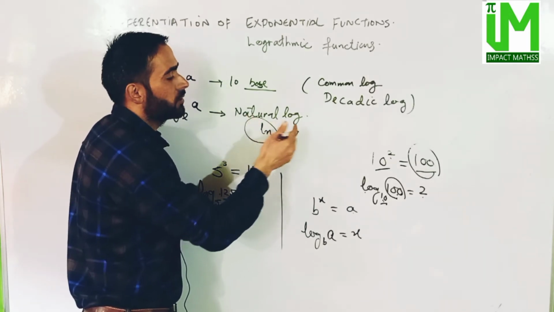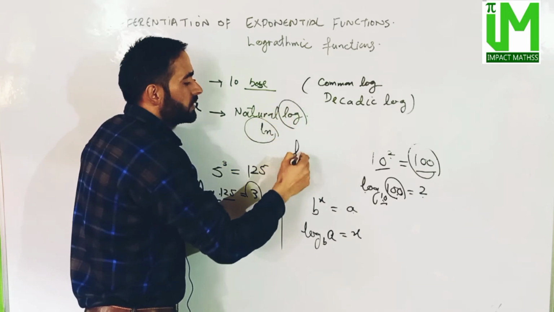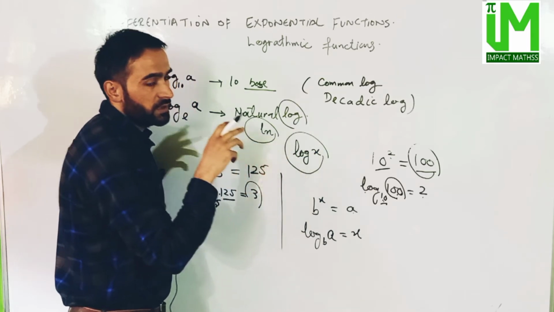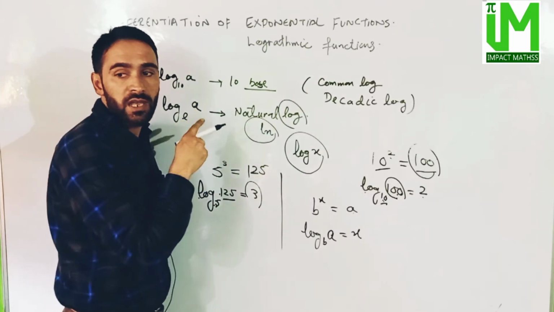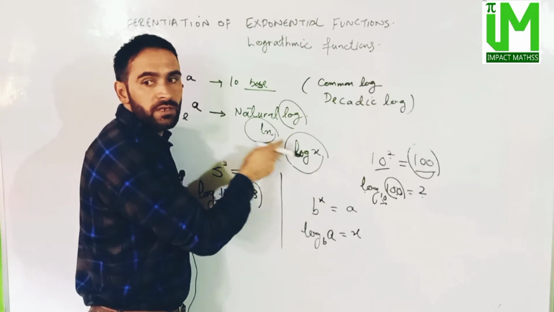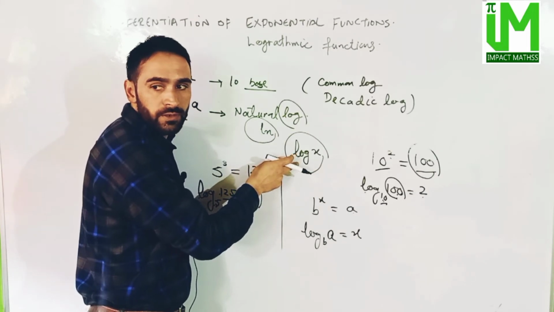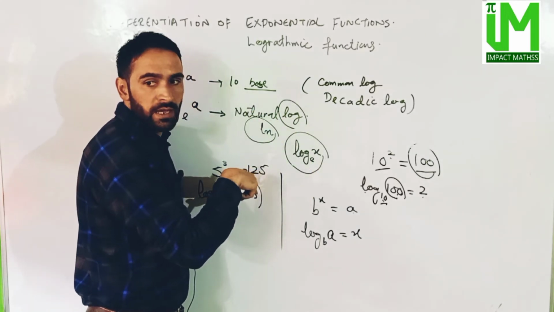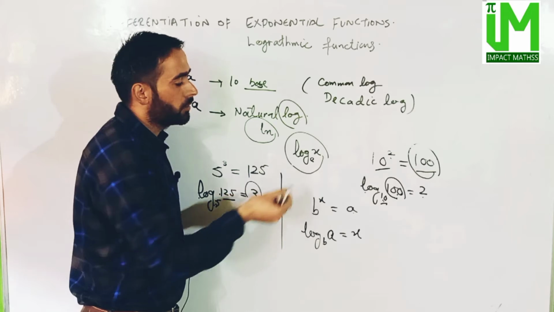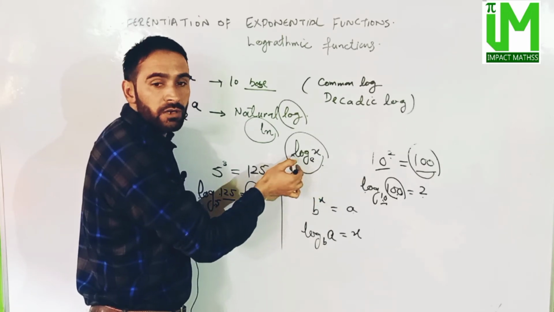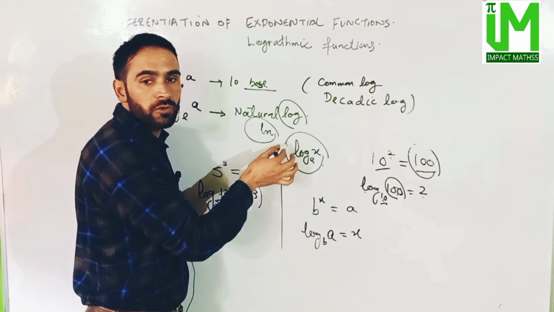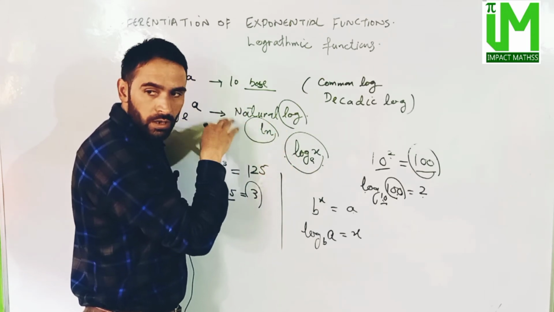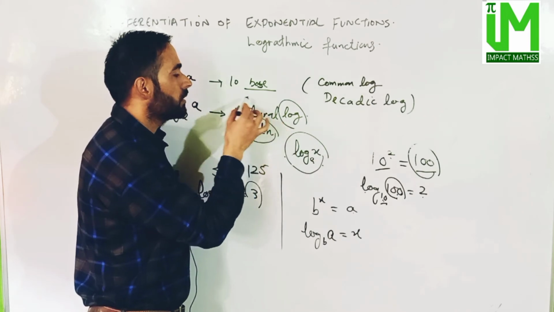But in maths, if we are computing log of x and the base is not mentioned, it is understood that the base has been taken as e. So in this notation, in textbooks, log of x stands for log to the base e, which is also called the natural log. Can you differentiate this?